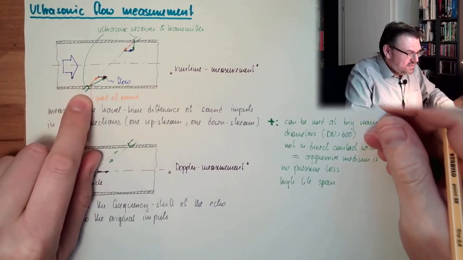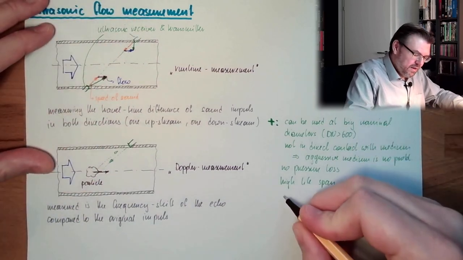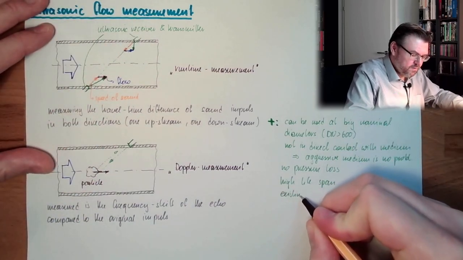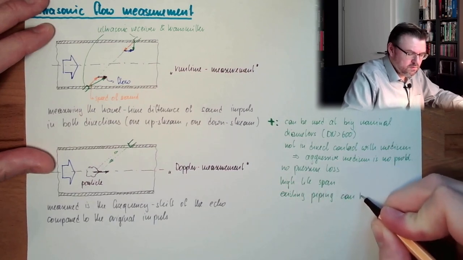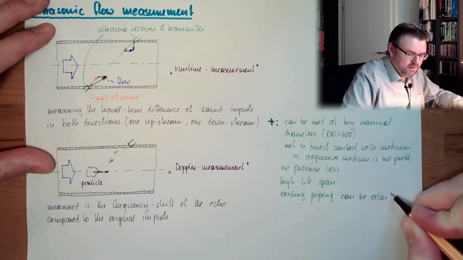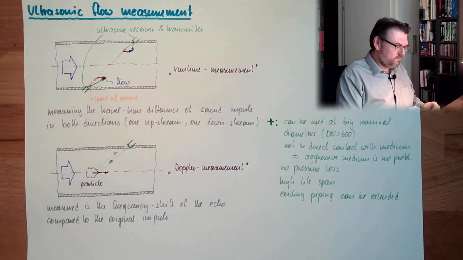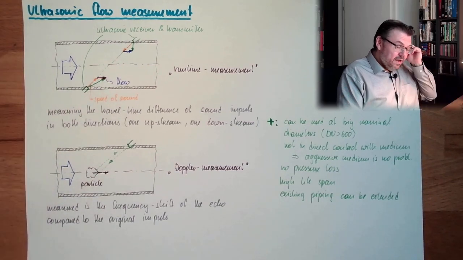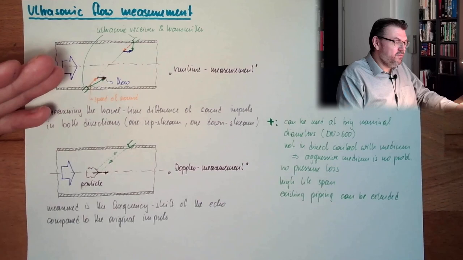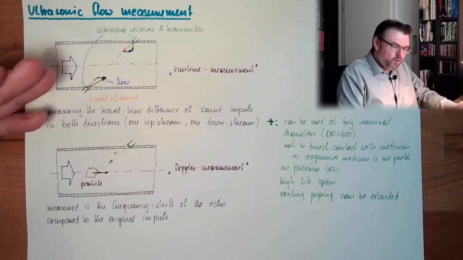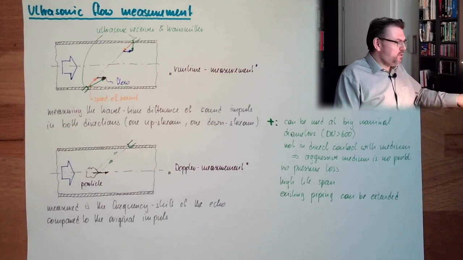We clamp this sensor just on an existing piping. Existing piping can be used. There's not much effort in installing this. And pressure and so on has almost no influence. So they work independent from other physical properties. This is also something worth mentioning.